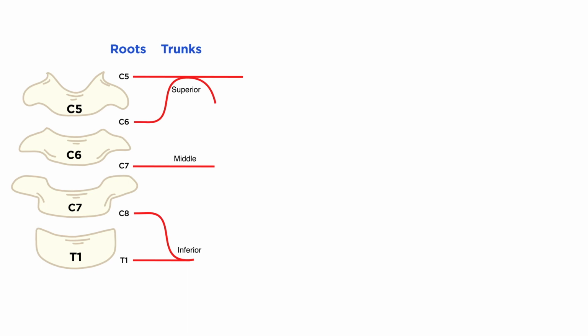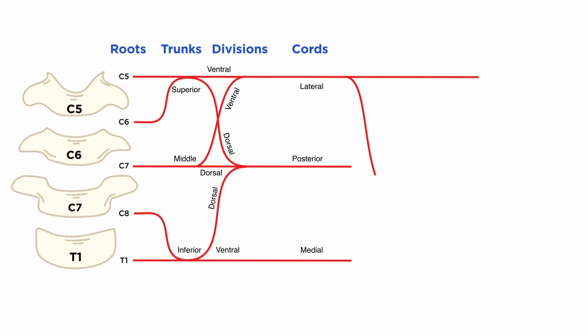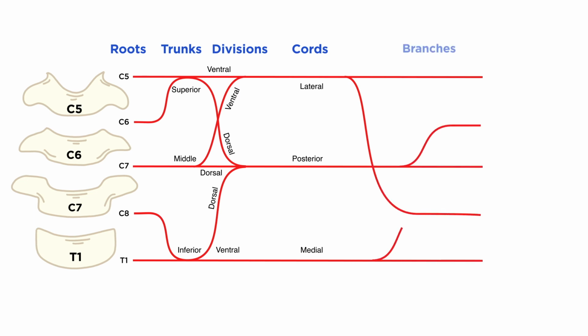Each trunk gives off 2 divisions for a total of 6 divisions, 3 ventral and 3 dorsal. The divisions merge into 3 separate cords, the lateral, posterior, and medial cords. These are each labeled based on their position relative to the subclavian artery. Each cord then splits into 2 pathways, creating a total of 5 branches.